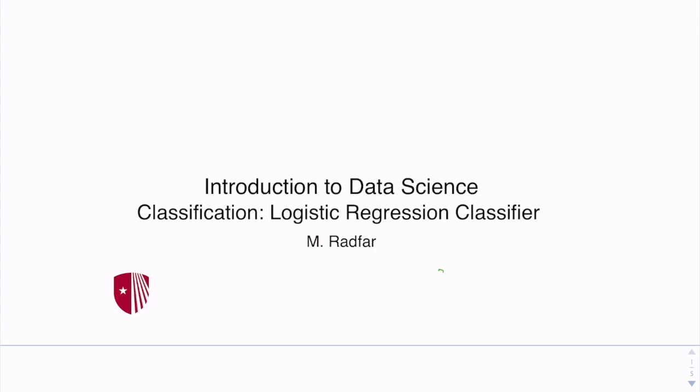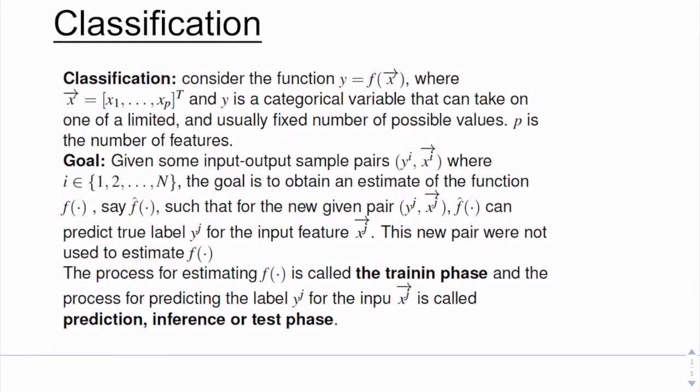We talked in detail about linear regression and how we can map a feature space to an output which is a continuous variable. Today we will talk about classifiers, how we can design a classifier, and in particular we focus on one popular classifier known as logistic regression. So I have a brief overview again of the classification problem in machine learning and data science.